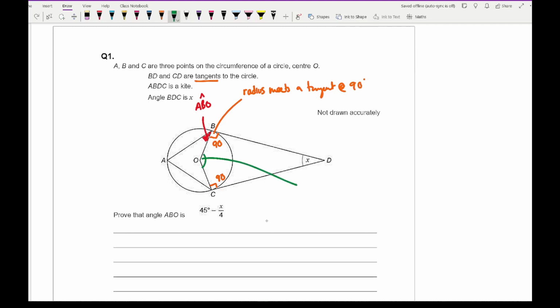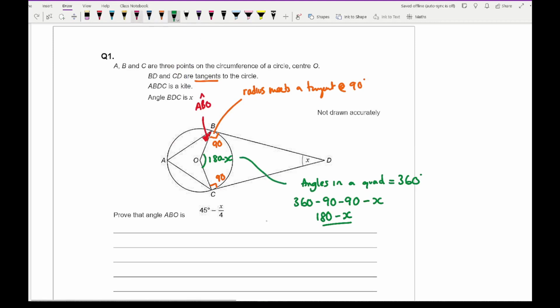From there I can work out what this angle here is going to be. I'm going to use the angles in a quadrilateral add up to 360. So this angle here is going to be 360 minus 90 minus 90 minus x. If I simplify all of that, I get 180 minus x. So this angle here is 180 minus x. And then I can just draw the line from where that is.